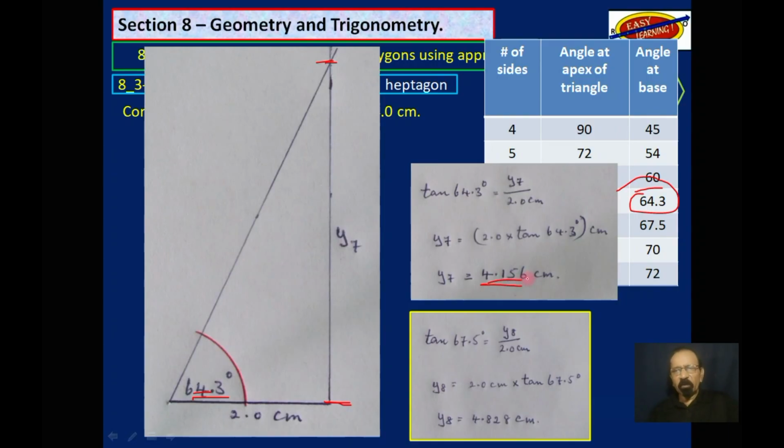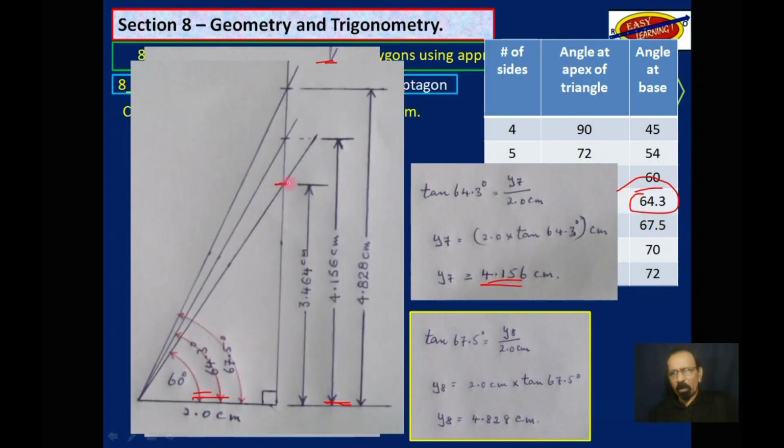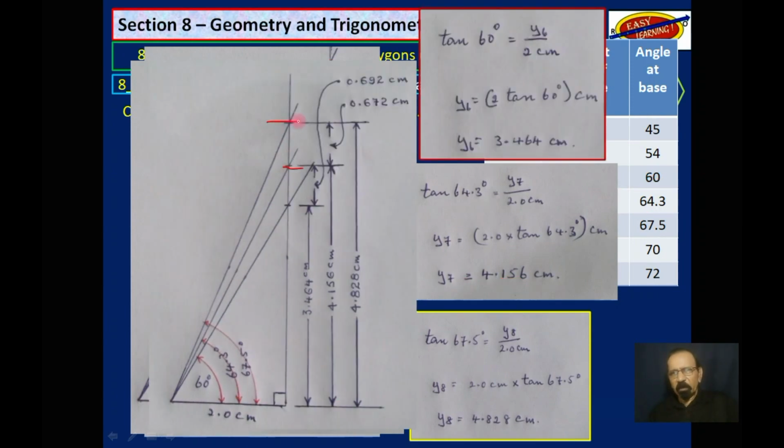Okay, let's put all of those together and see where this center for the seven-sided figure falls. So if you put them all together, that would be for 6, that would be for 8. Notice where this one falls, for 7. If we use the trigonometric ratio to calculate the height, which is the tangent. So from there to there is 0.672, and from here to here is 0.692. Not much of a difference.